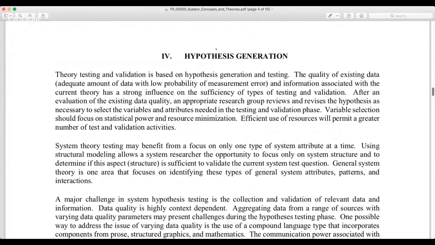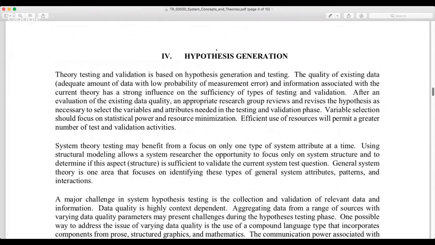Kepler knew that the data he was working with had low measurement error. He'd been up at Tycho Brahe's area. He observed them taking the measurements. He knew that they were very careful. So he had an adequate amount of data with a low probability of measurement error to work from. This is really important when you're talking about verification of theories and data, and these concepts need to be carefully evaluated.